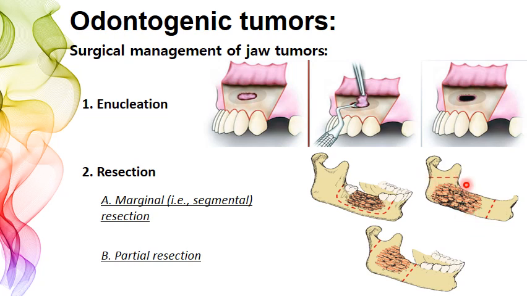Here I'm taking a full thickness of bone. Here I took a partial thickness of bone, I left the inferior border intact. Here I'm taking a full thickness of bone. Here also, a full thickness of bone, like in hemimandibulectomy. So, in these cases, the jaw continuity is disrupted.